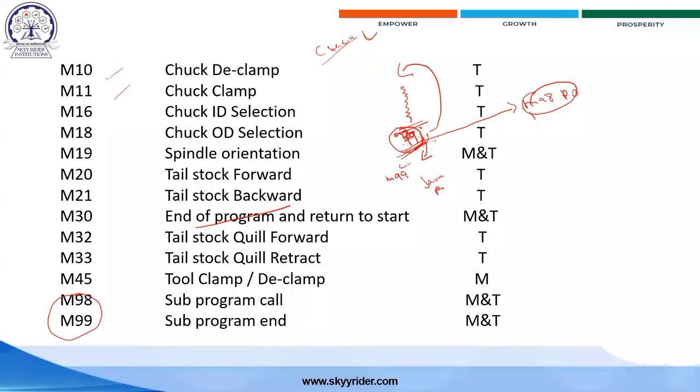The M and T are like the milling machine and the turning machine.